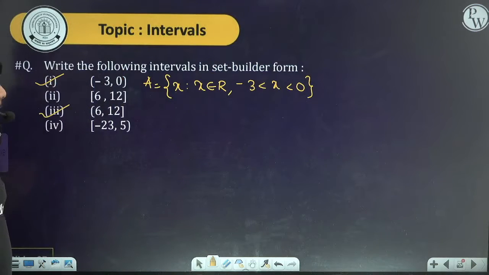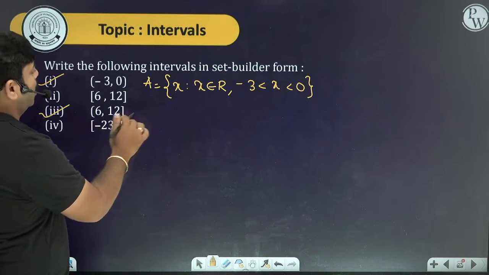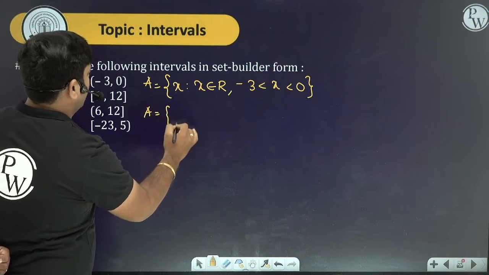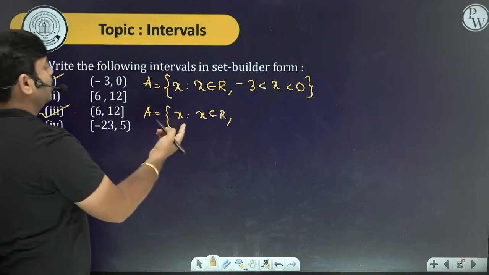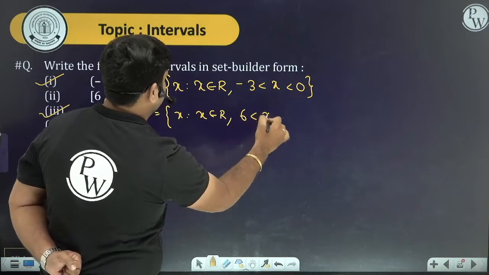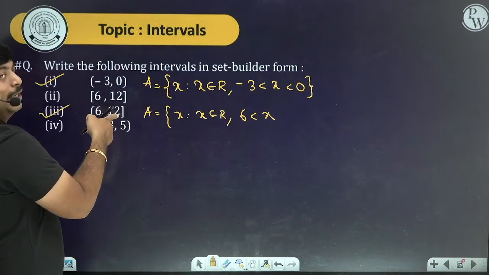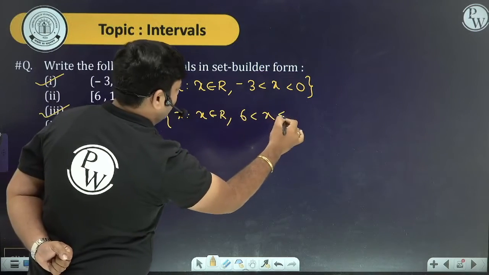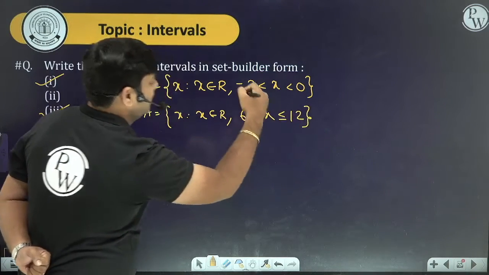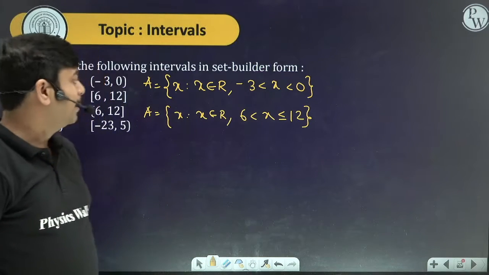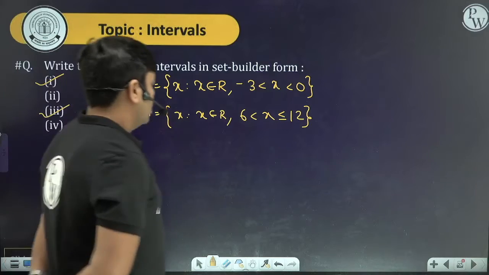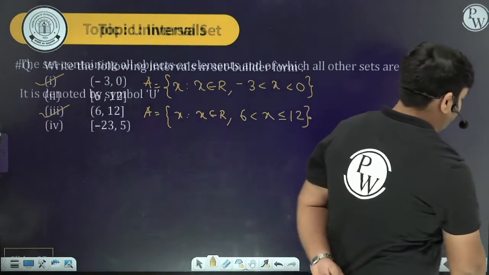Six comma 12. So this is A is equal to, again, x such that x belongs to R. And 6 should not be included, so 6 less than x, and 12 should be included. It is a half-closed interval, so less than or equal to 12. 6 less than x less than or equal to 12. Clear? Right. So what is the next one we are having?